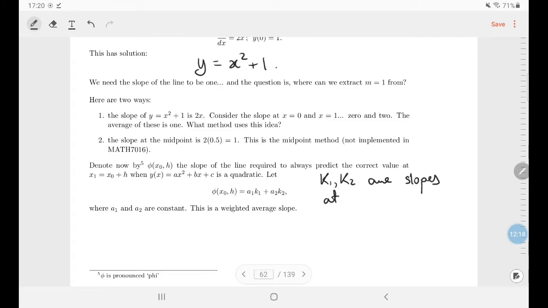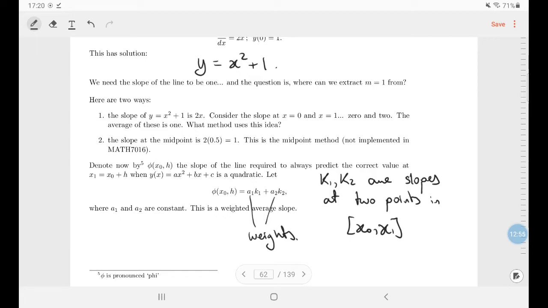Now, I can't really say x1 and x2. The notation is just breaking down. So I'm just going to say at 2 points in between x0 and x1. So Heun would say the start and the end. Midpoint would say the middle twice. And then A1 and A2, these are weights. So with Heun's method, the weights are a half and a half. Half your slope is coming from the start of the interval, half from the end.